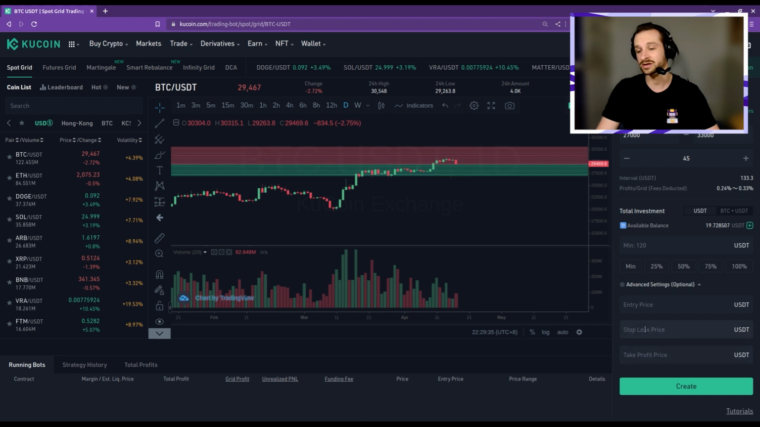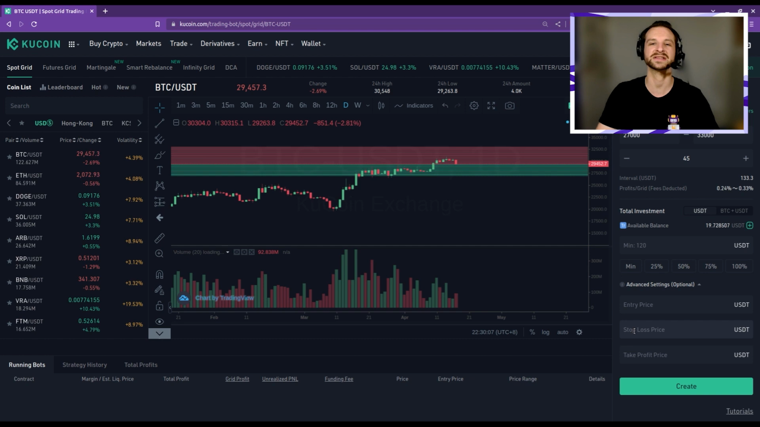Then you can give a stop loss price, for the trading bot to exit and sell all the positions if the value of the asset drops below a given value. You will see that from my first tip, this is not something I would necessarily put in. And finally, you can put a take profit, so if you want the bot to stop when the value of the asset has hit a target price.